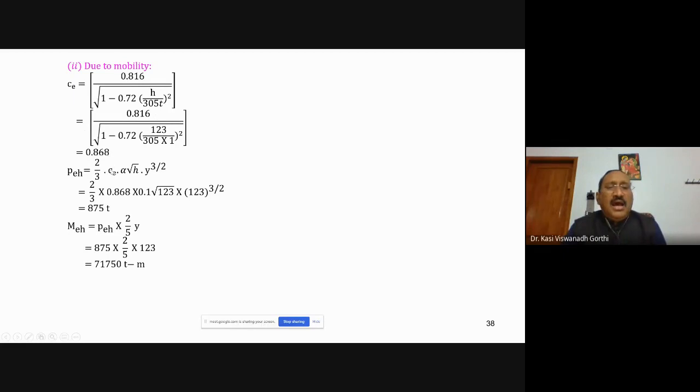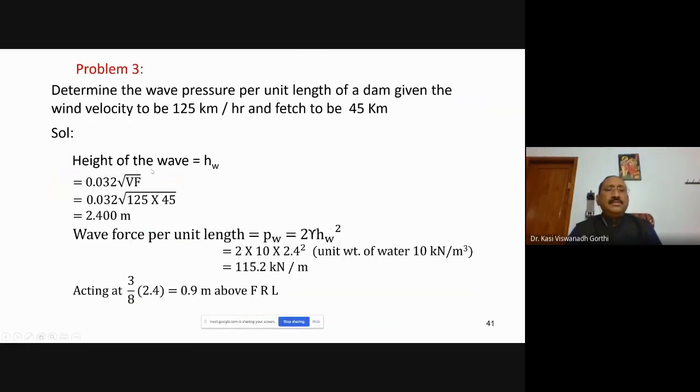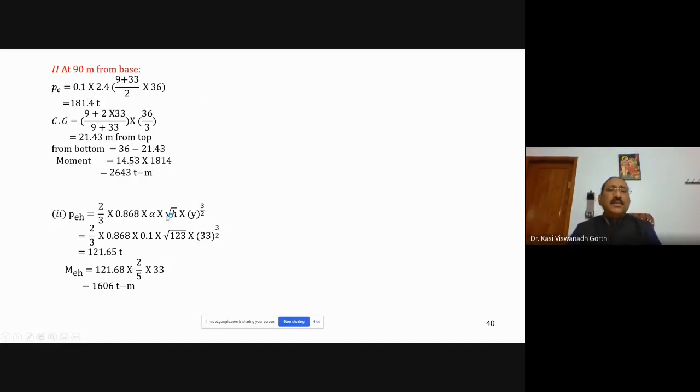Substituting that value here, alpha 0.1, H is 123, Y is the distance. At the base and at the other place, there are two sections which are given. So at the base means Y will be equal to H, 123 meters. Substituting that, you get the force due to earthquake. The moment due to earthquake will be the force multiplied by 2/3 of Y, 2/3 of 123. So you get the moment. So both the inertia force and hydrodynamic force and moment have been computed at the base. Now at the other section also you will be able to compute. Same thing at 90 meters from the base, once again the same thing is computed.